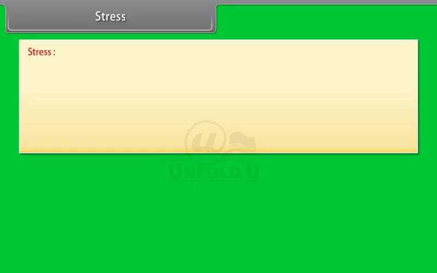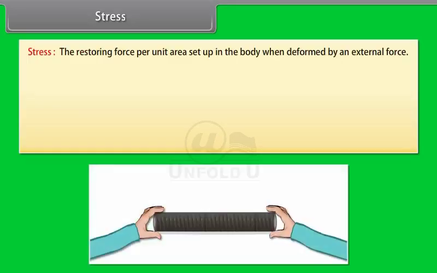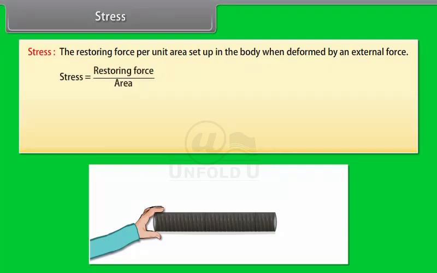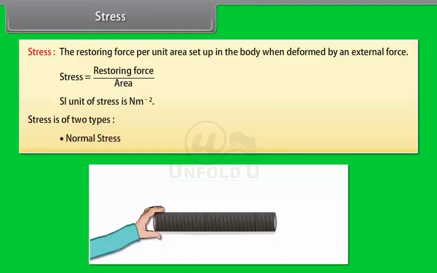Stress. Stress is defined as the restoring force per unit area set up in the body when deformed by an external force. Stress is equal to restoring force upon area. SI unit of stress is Newton per meter square. Stress is of two types: normal stress and tangential stress.